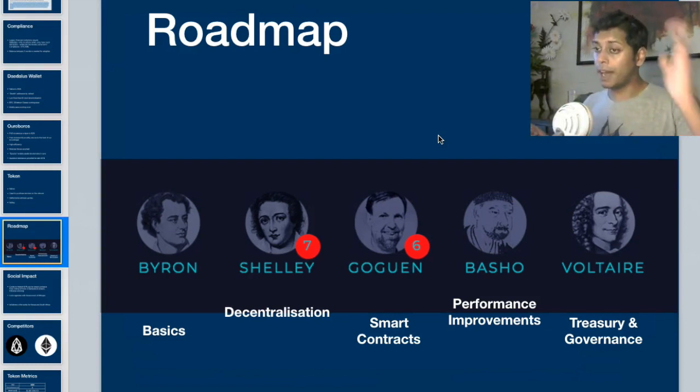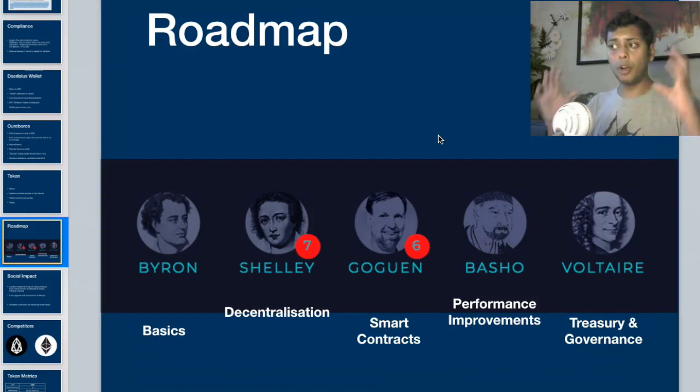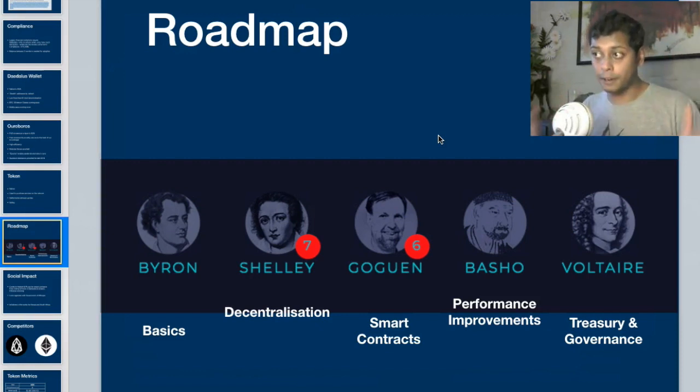So first, Byron is all about the basics and the basic functionality. We are almost completely finished with Byron. Decentralization is happening right now. So when staking gets live, this system will hopefully be completely decentralized. Smart contracts are currently in the works. The final 2 aspects are about the longevity of the system.